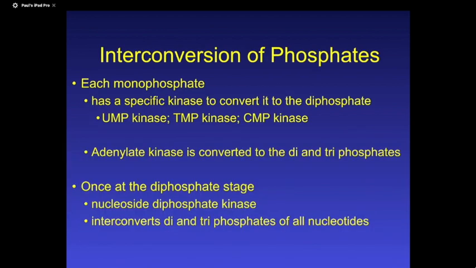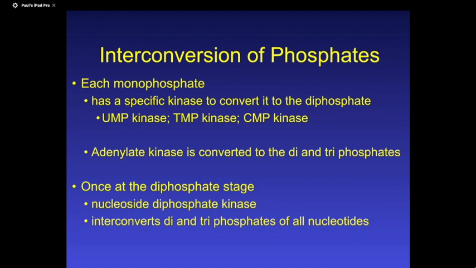Okay, once you have UMP, TMP, and we haven't got to CMP yet, but we will in just a moment, there are specific kinases that will take them to the diphosphate state. Then the enzyme adenylate kinase can convert all those diphosphates to triphosphates. Okay, and at the diphosphate stage, another enzyme called nucleoside diphosphate kinase can interconvert all the diphosphates to the triphosphates. So we have 2 different enzymes that can move the diphosphates up to the triphosphate.